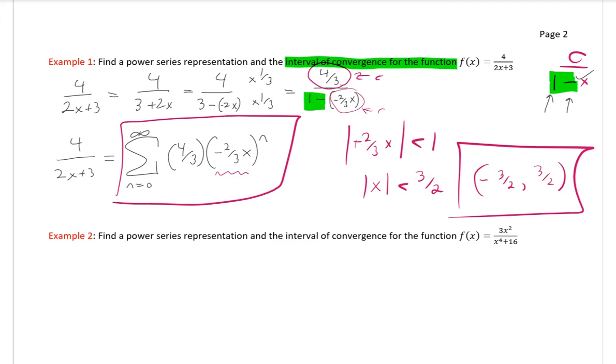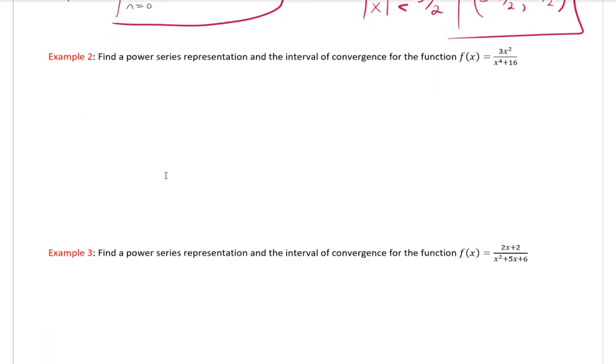Alright, so that's how we're going to be approaching these, trying to make it look like that 1 minus part on the denominator. And then if we can get that, then we should be able to write that as a summation. Let's go to example 2.